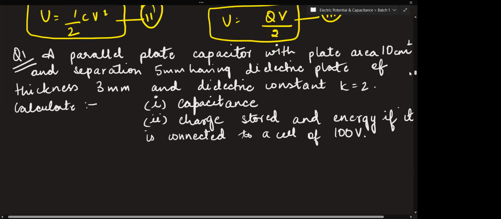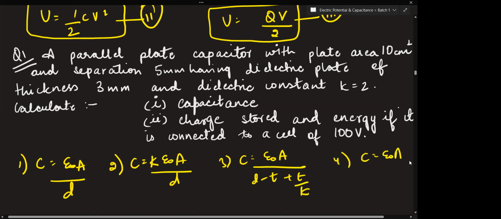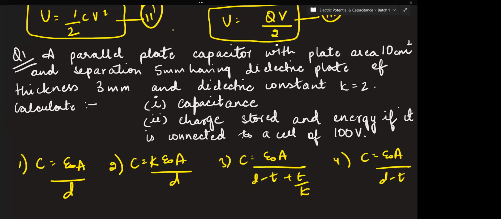We did 4 formulas in the last class. One was C equals epsilon naught A by D. Second was C equals epsilon naught A by D with a K. Third was C equals epsilon naught A by (D minus T plus T by K). And fourth was C equals epsilon naught A by (D minus T). 4 cases we have revised. At least who were there in the last class, try to find out which of these 4 formulas you should use. Look at the separation between the plates, look at the thickness of the slab, then see which one is suitable.